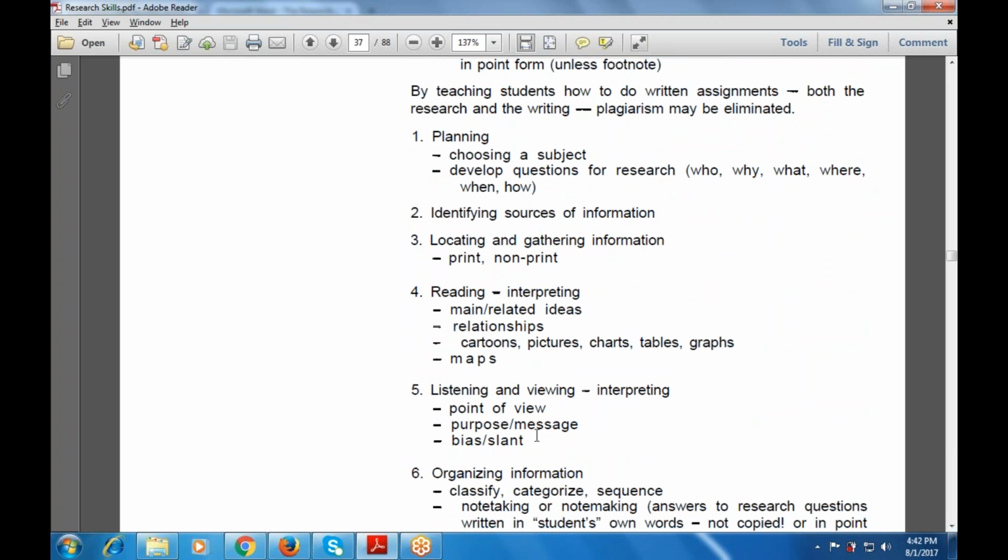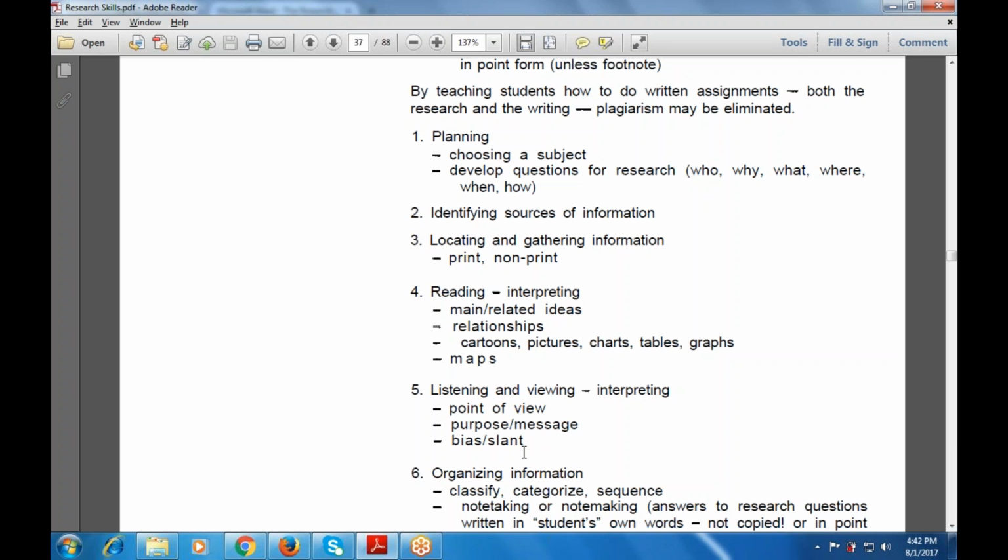Then reading, interpreting, main ideas, the related ideas, relationships, cartoons, pictures, charts, tables, graphs, maps. So these are the various interpreting or reading terms. Then listening and viewing, also known as interpreting: point of view, purpose or message, bias or slant.